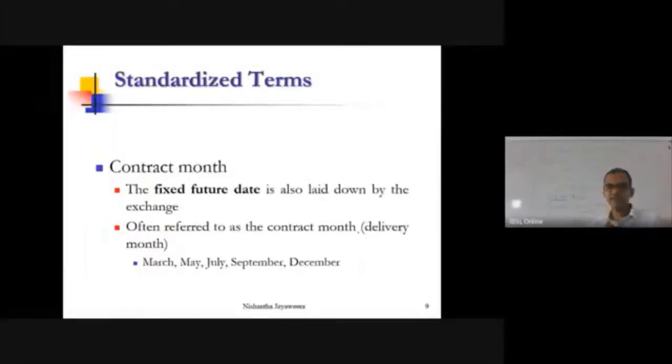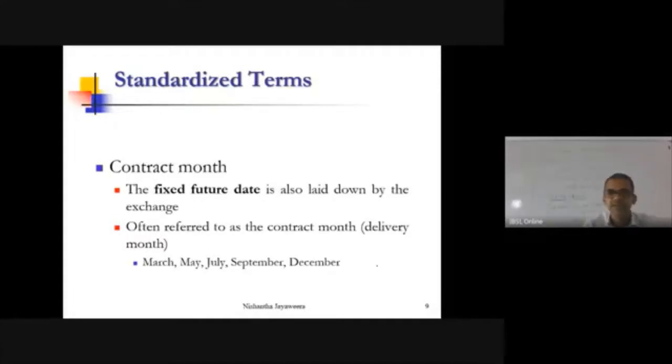The contract month is the month in which the contract ceases to exist, that is, when it expires. That is also fixed by the exchange. Very often, most of the contracts mature in March, May, July, September, and December. Most of the time, you can see it's March delivery, May delivery. That's how we specify a contract: Euro-dollar March delivery or Euro-dollar September delivery.